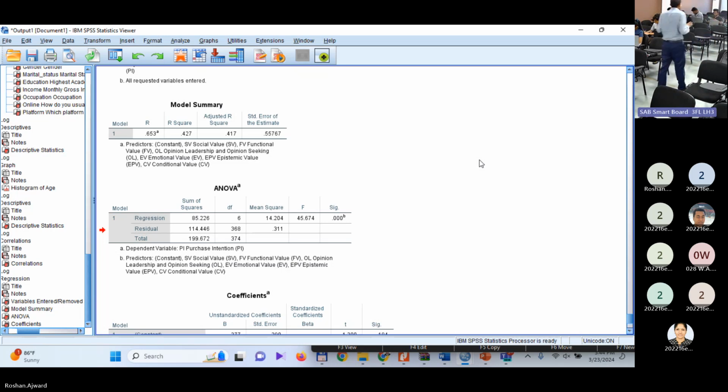In case the sig value of the capital F test is below 0.05, it is concluded that the overall model is valid.